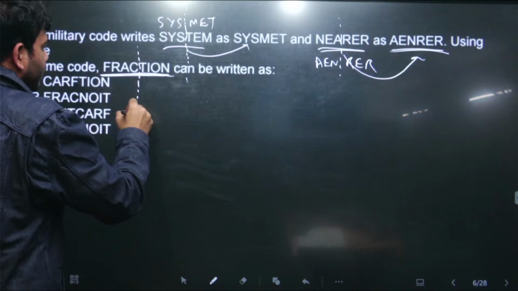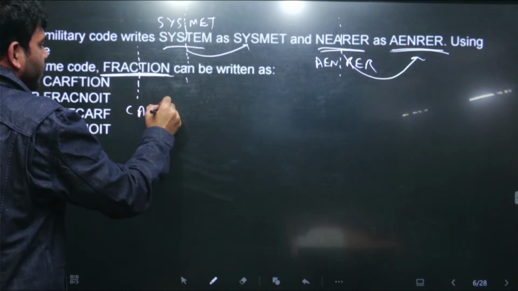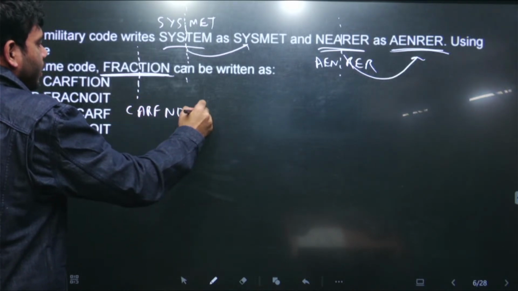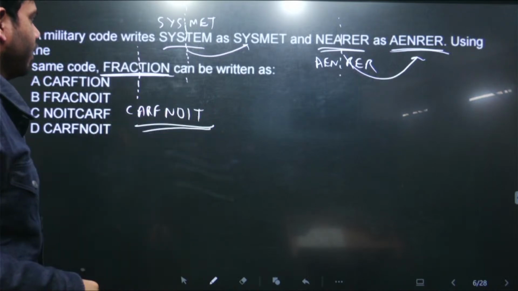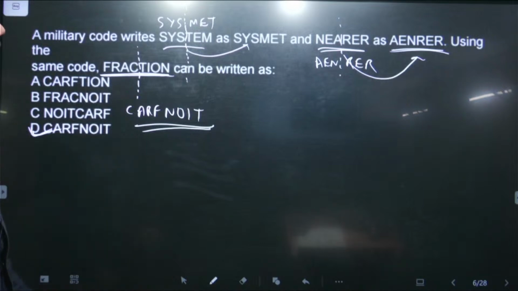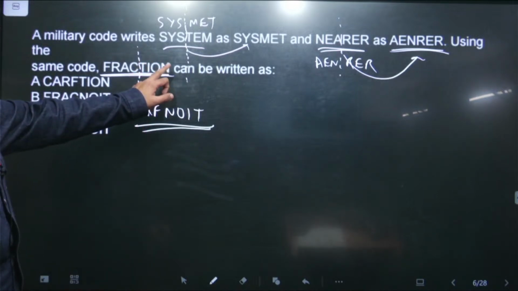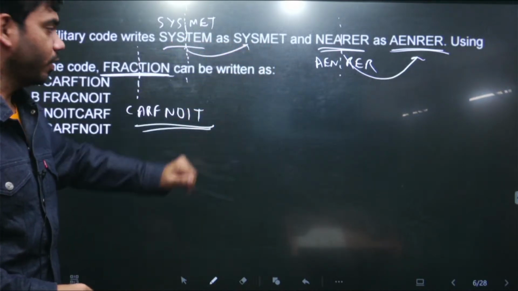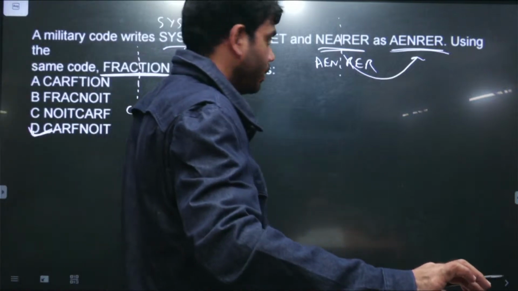So in this word, this is the middle part, and reversing both the different parts, we will get CARF NOIT. So this is the word that will be encoded if we encode this word using this pattern. So here option number D is correct.